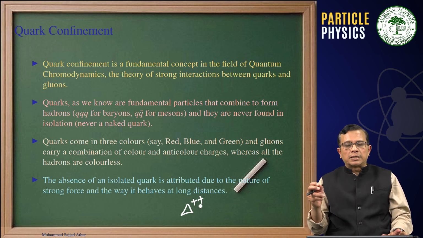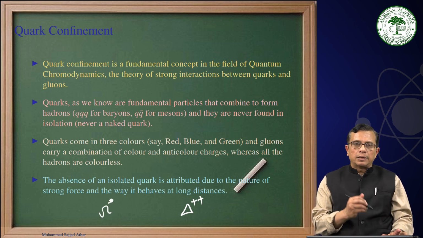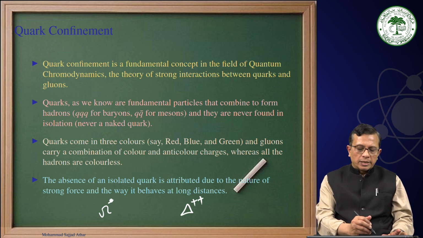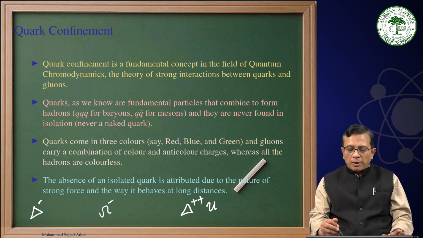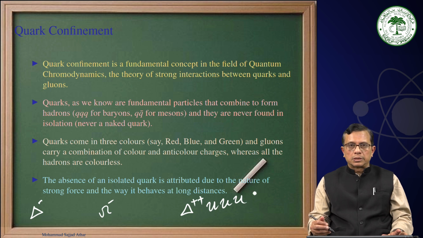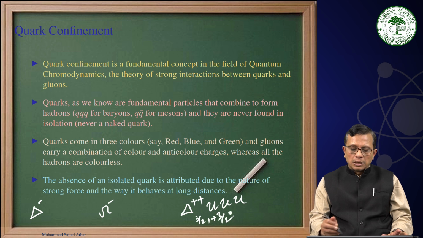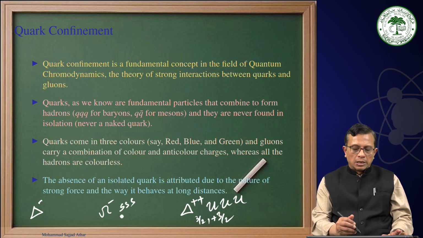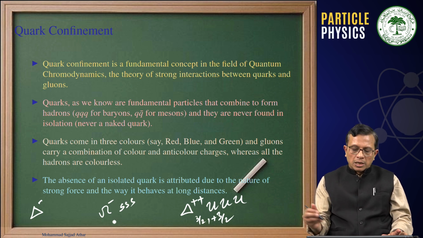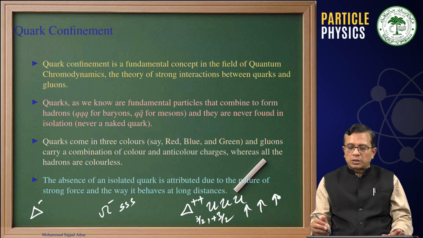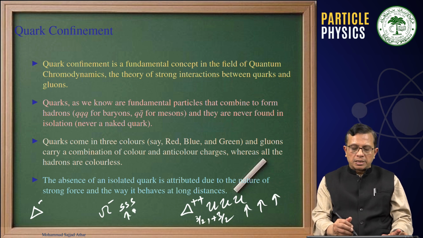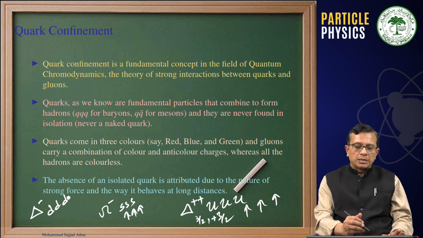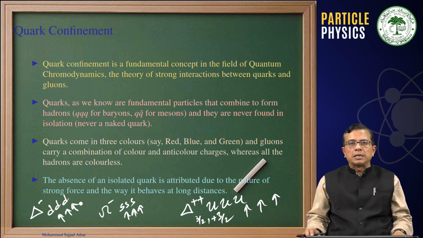Because when we talk about the delta plus plus baryon, the omega baryon or the delta minus baryon, they are made up of U quarks. Spin is 3 by 2, and that means its projection can be plus 3 by 2. This one is made up of strange quarks. Spin is 3 by 2, that means projection can be plus 3 by 2. And projection plus 3 by 2 means all 3 of them are in spin up states. Similarly, this is made up of D quarks, spin 3 by 2, and all 3 of them have spin in the upward direction.